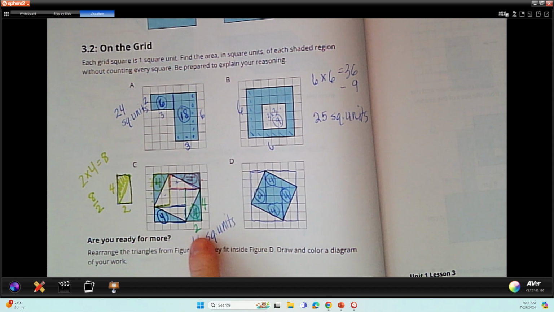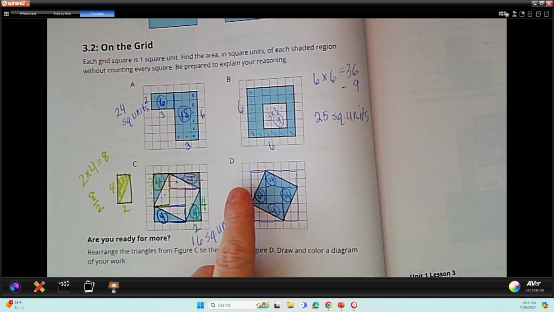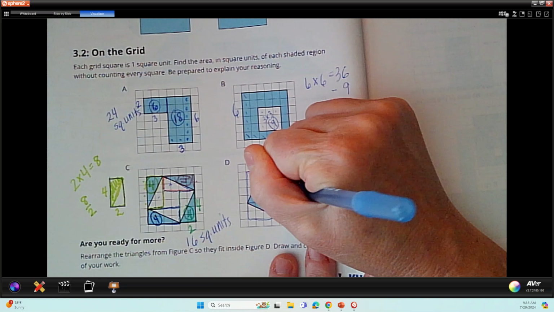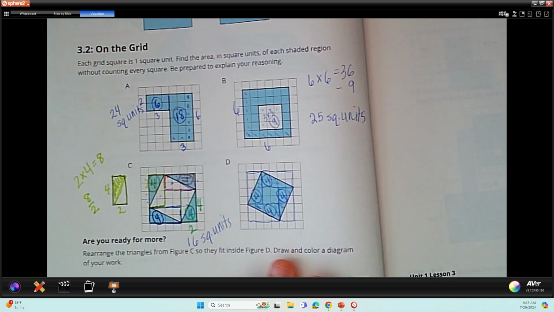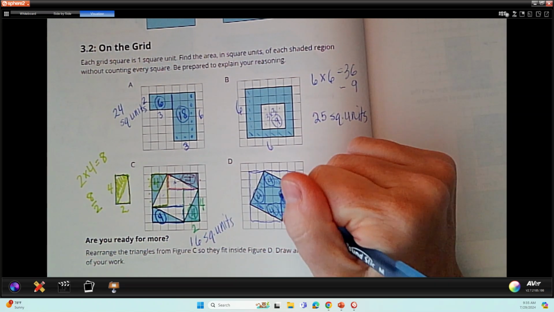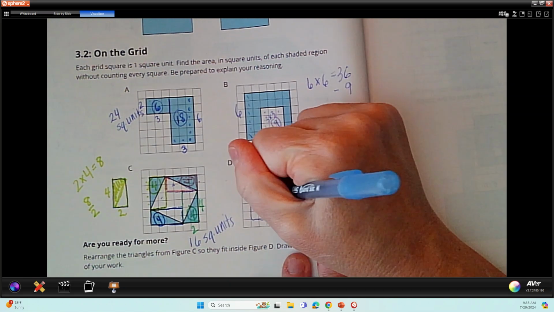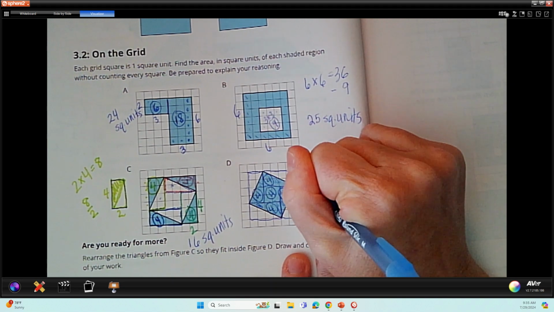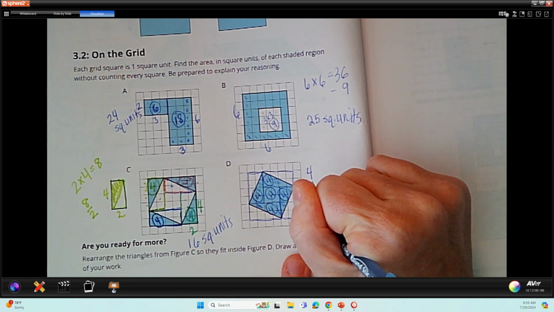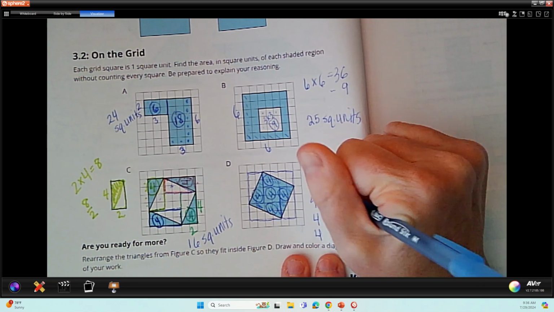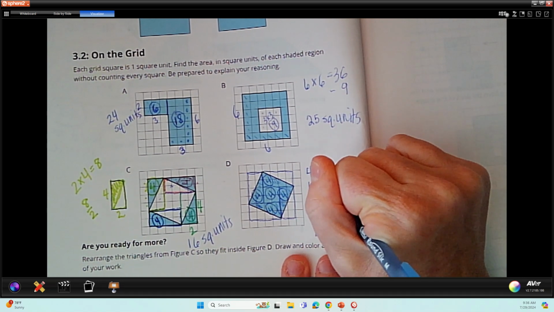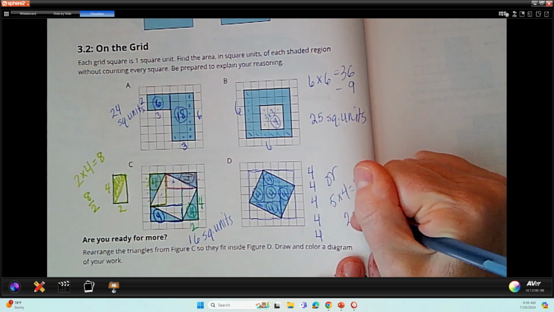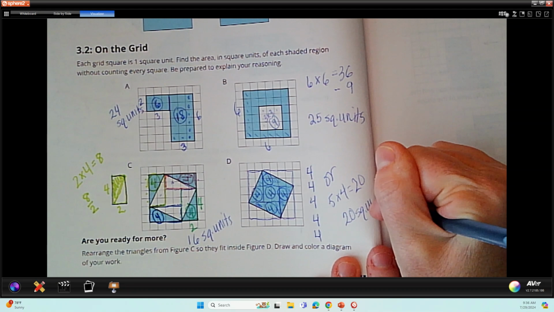And we already figured out that the blue area was 16, so that means that inside the square is also 16. But notice we've got one more spot that we need to account for. The square in the middle, which is also 4. So all together, we've got 4, 4, 4, 4, and 4, or 5 groups of 4. 5 groups of 4, which is 20. So that would be a 20 square unit space.